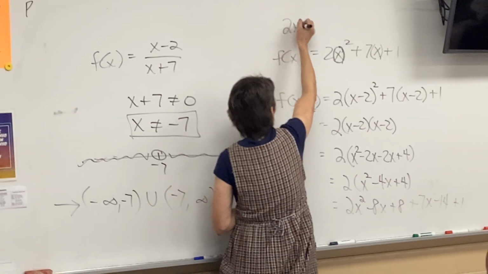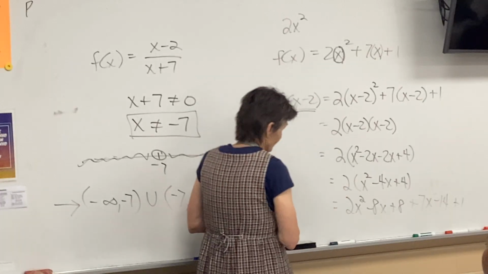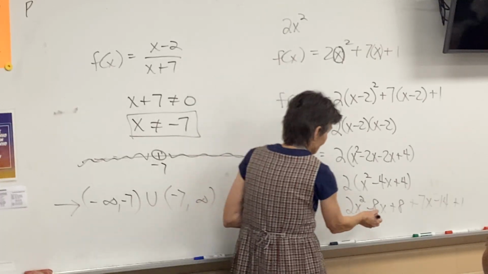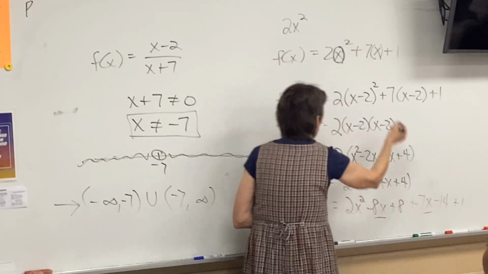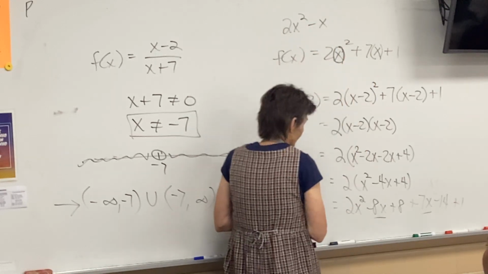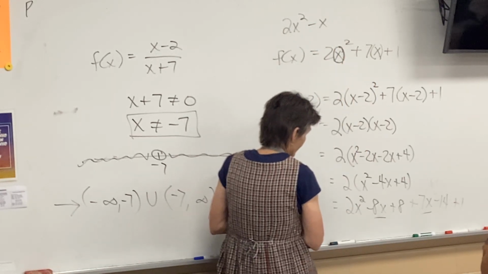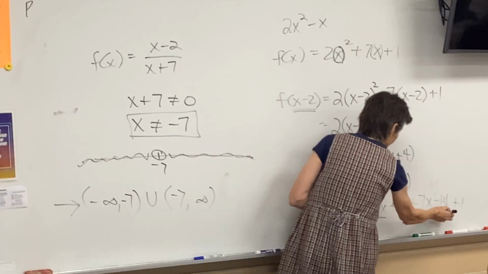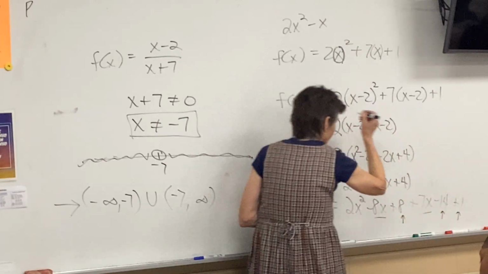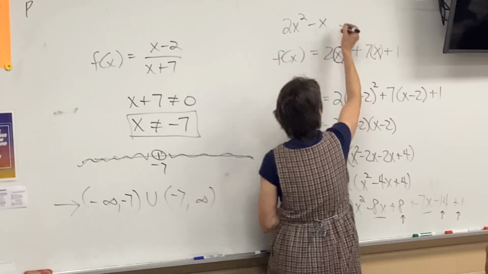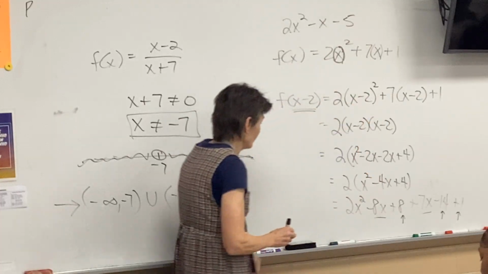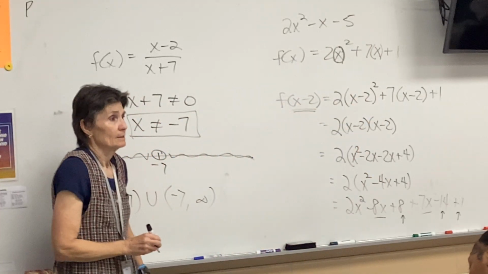It looks like I have 2x squared minus x and minus 5. How does that look for my final answer?